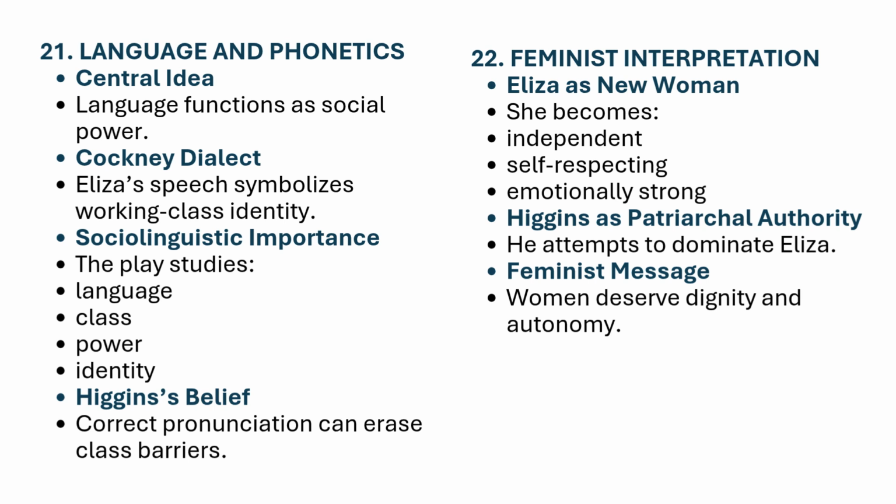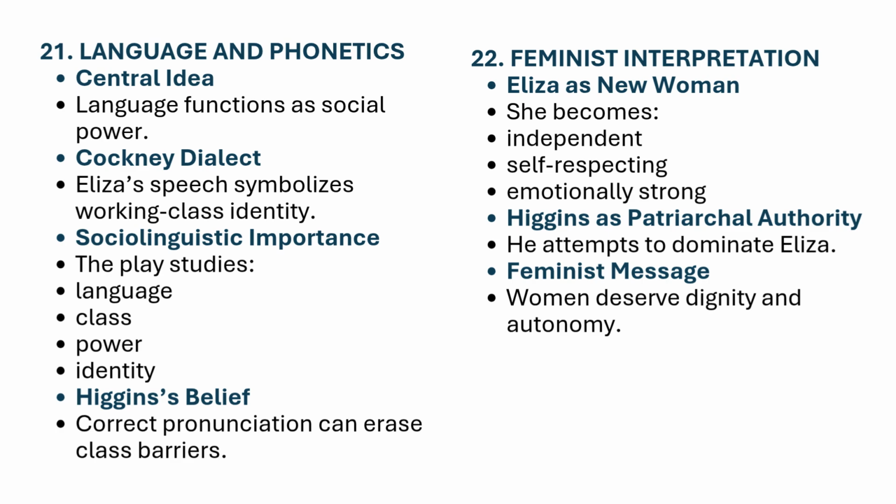From a modern perspective, Pygmalion can also be studied as a work of sociolinguistics, the study of the relationship between language and society. The play examines four closely connected ideas: language, class, power, and identity. Language reveals class. Class influences power. Power shapes opportunities. And all of these factors contribute to personal identity. This makes Pygmalion much more than a simple comedy. It becomes a sophisticated study of how society functions.